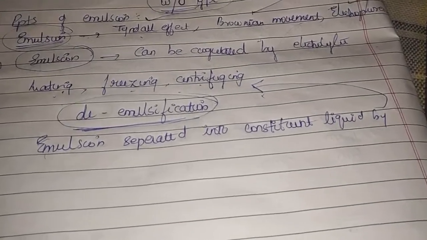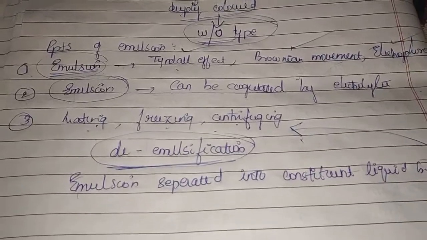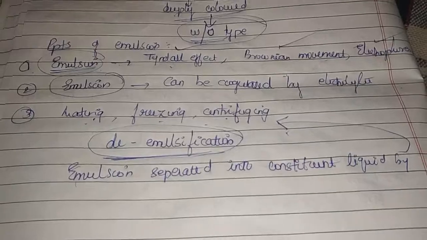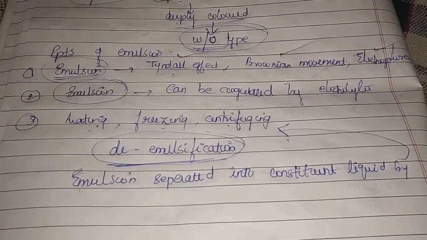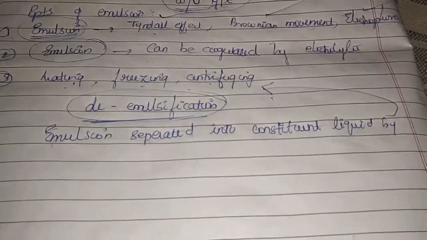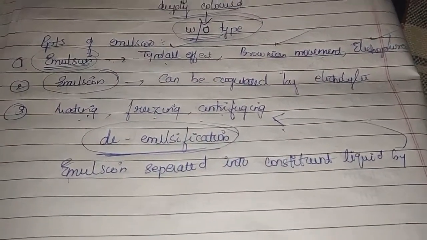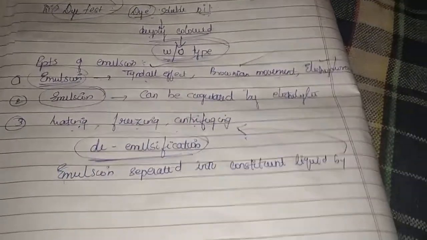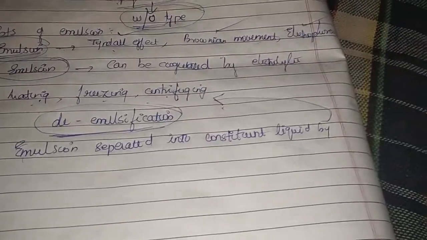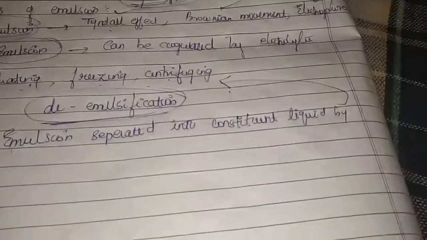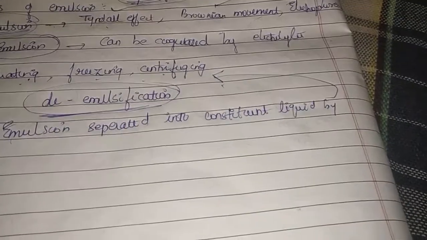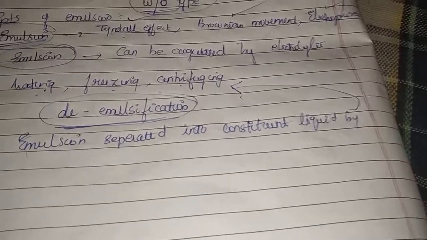Coming to the properties, we saw that an emulsion exhibits all types of properties, such as the Tyndall effect, Brownian movement, and electrophoresis. Similarly, emulsions have negative charges associated with them, so they can be easily coagulated using electrolytes. And when we have emulsions, we know they have two different liquids. So when the question arises whether we can separate those two liquids within an emulsion, of course we can, and that process is called de-emulsification.